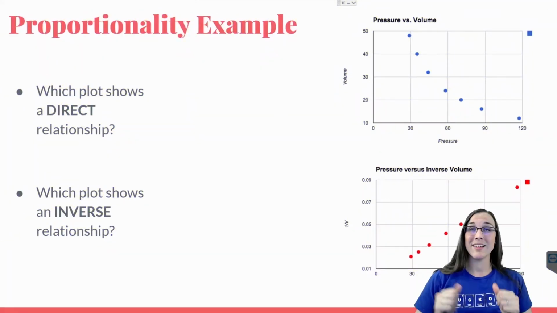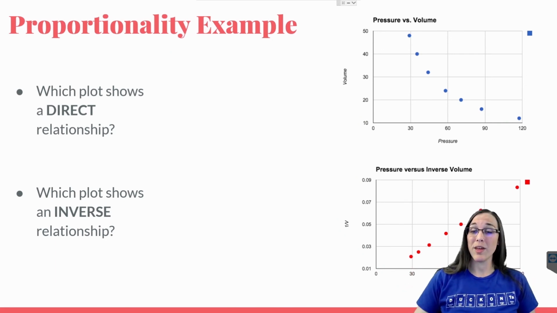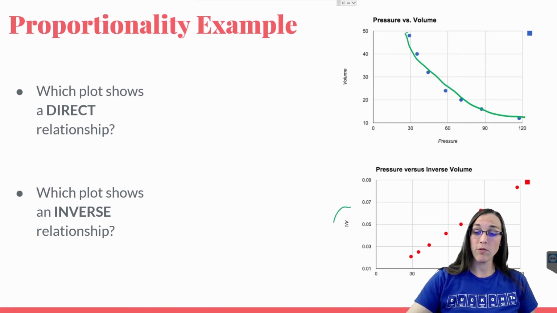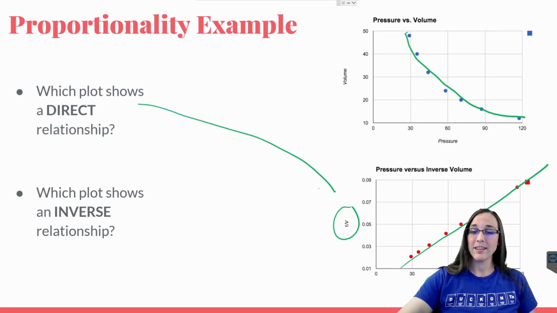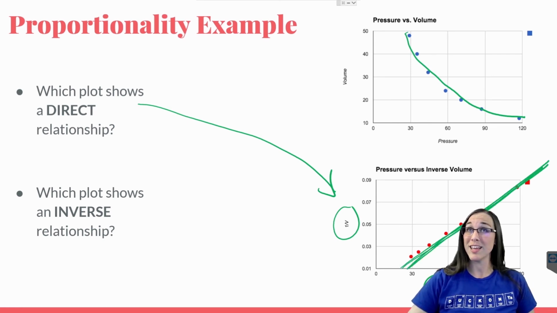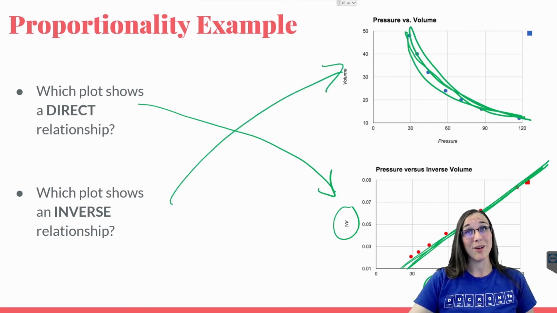So if you were working in a lab and you plotted volume on your y-axis and pressure on your x-axis, and you ended up with a curved downward data set, but then you also plotted 1 over V on your y-axis and pressure on your x-axis, and you ended up with a straight line, which of these plots would be indicative of a direct relationship? Hopefully you see that this plot would be the direct relationship because our data shows us one is proportional to the other. As one goes up, the other goes up. Whereas the inverse relationship shows this downward slope on the graph, and that is showing that as one goes up, the other goes down, or vice versa.